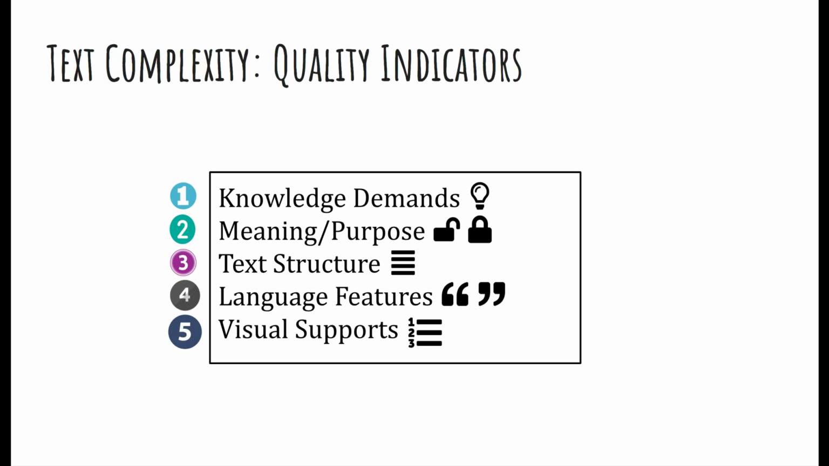Number one, knowledge demands. Using Of Mice and Men again, what do my students know about the Great Depression? What do they know about migrant workers? If they don't know anything about these things, what do I need them to know before they can access the text? So a little bit of background knowledge there.